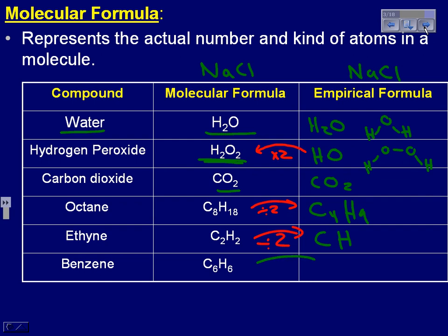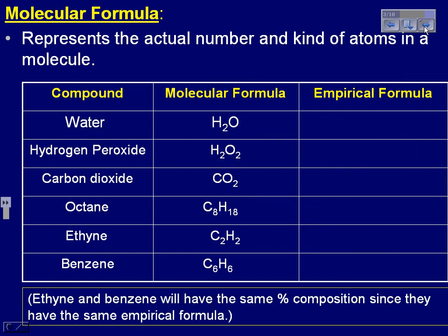And C6H6. Whoops, wrong color, but that's okay. Again, if I this time divide out a 6, I end up with CH. So you can see here, even though ethyne and benzene are completely different molecules, they result in the same empirical formula. And so we have to be careful sometimes when doing these calculations, but I'll talk more about that a little later on. All right. So then I guess what we're saying is, theoretically, ethyne and benzene would have the same percent composition. They have the same empirical formula.